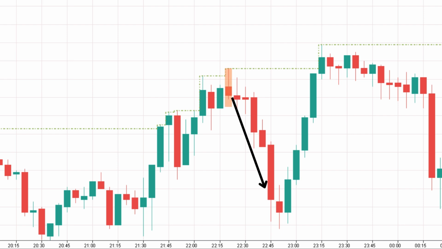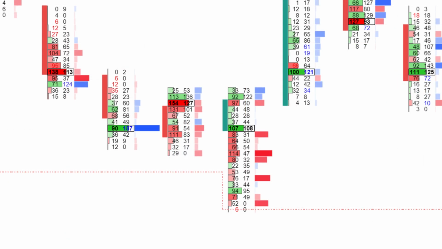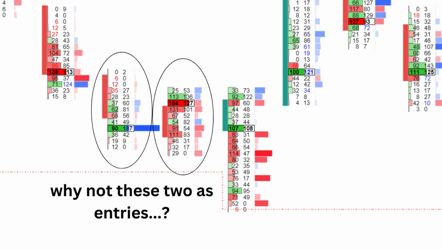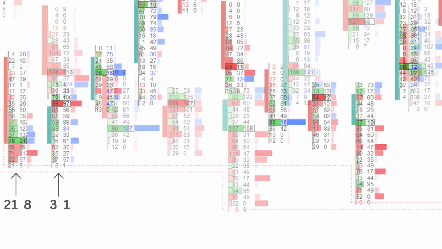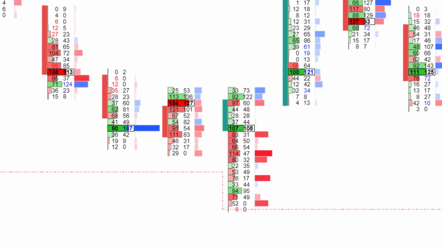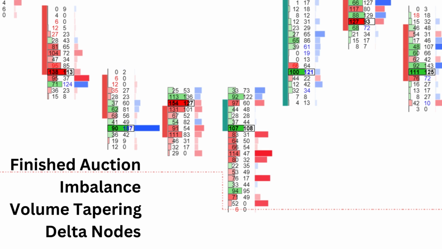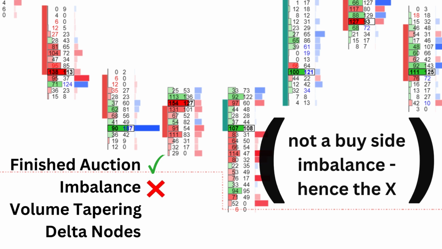But now let's have a look at a low. Quick note, why do you think we aren't looking for a long entry just yet? Because if we look back, we have unfinished auctions at the current low of day. So let's go through our checklist after we break the low and have a close back inside our day's range so far. Do we have a finished auction? Yes, we do. Do we have an imbalance in the bottom 3 ticks? Yes, we do, but it's not a buy imbalance, which is ideally what I'm looking for.